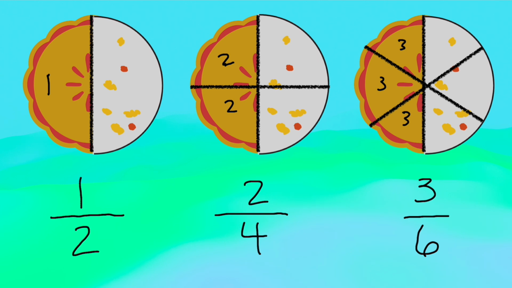Each of these fractions looks very different from each other, but they're all equivalent. They all mean the same thing. In the first one we ate half the pie. That's the same as 2/4, which is the same or equal to 3/6 of that same pie.